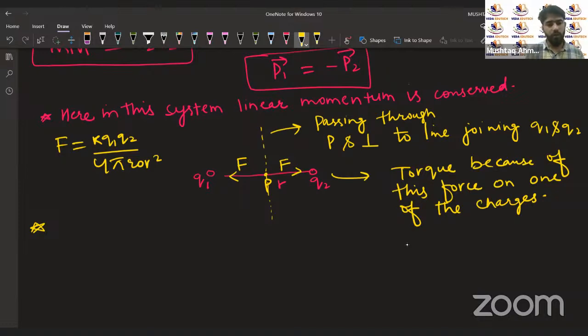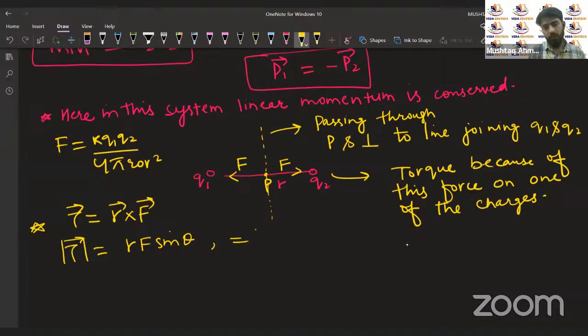And torque, because of any force, we know it's the cross product of the r vector and the force vector, right? You can just write it like this. r cross F is rF sine theta. We can also write it as r sine theta times F, or we can write it as r perpendicular into F, where r perpendicular is the perpendicular distance between the line of action and the axis about which we have to calculate the torque.